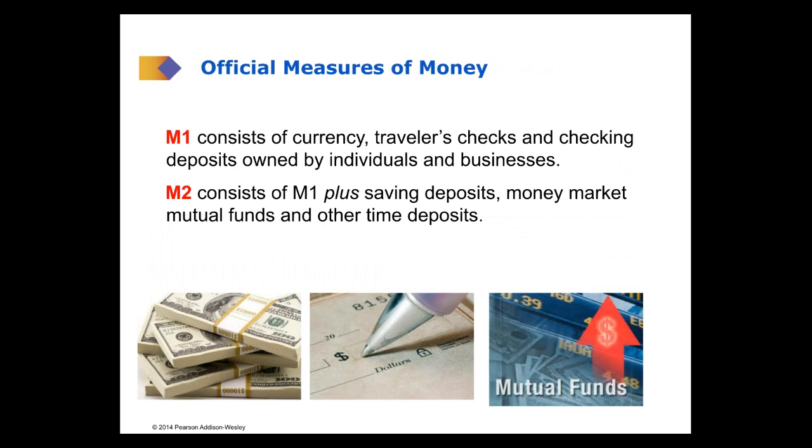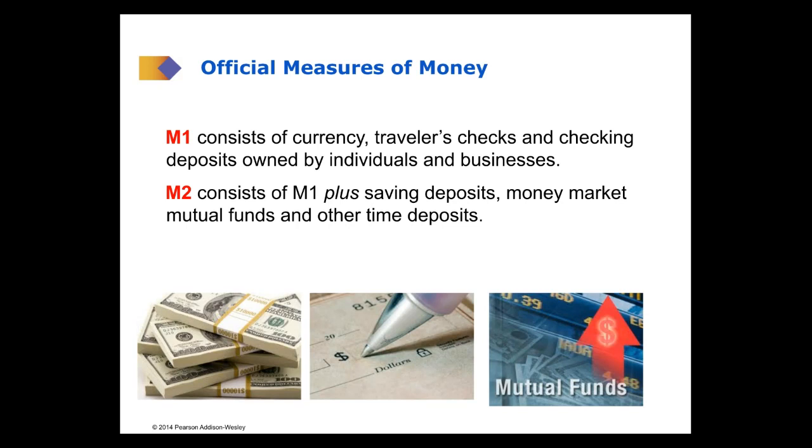There are a number of official measures of money, but the two most important ones that economists look at are M1 and M2. M1 is a narrower definition of money. It consists of all the currency, the notes and coins that we might have. It consists of traveler's checks and checking deposits owned by individuals and businesses.